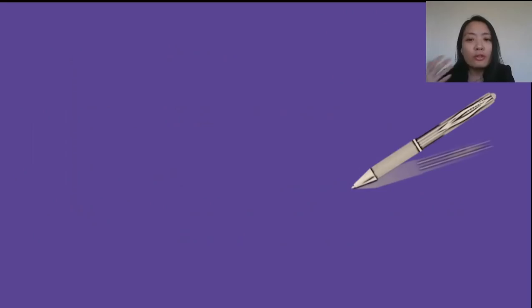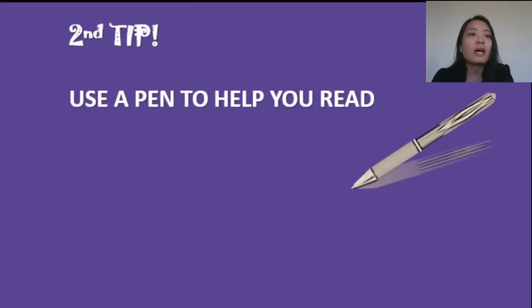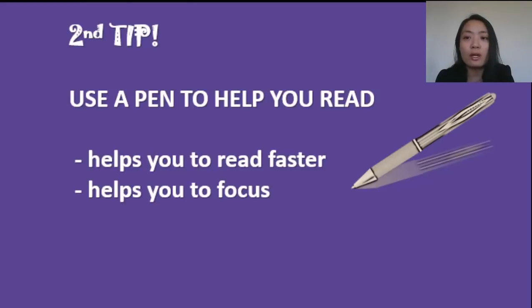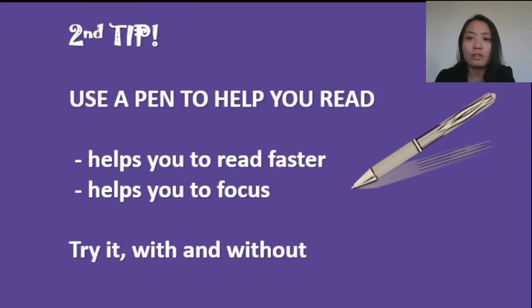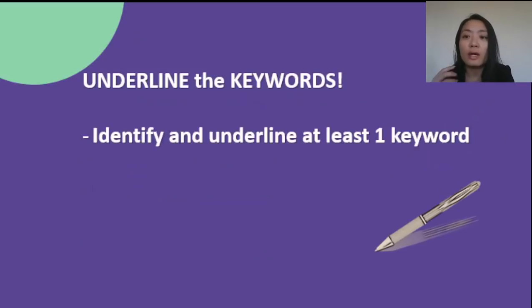All right. And then moving on to the next step, when you move to the paragraphs, after reading the questions, right, you move to the paragraphs or the text to read, use a pen to help you to read. Okay, this will be able to help you to read faster. And then it helps your eyes to focus on the words as well. You don't need to exactly understand every single thing you read, all right? You just read. Try it with and without the pen. See if it helps you or not. And then, of course, while you're reading, you identify and underline at least one keyword that you understand.